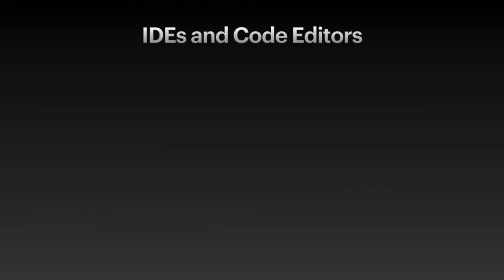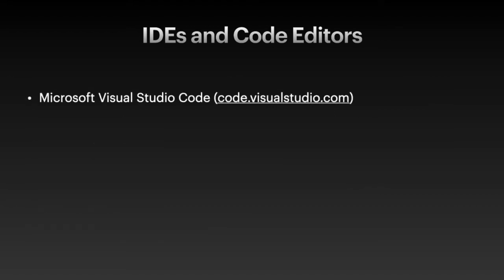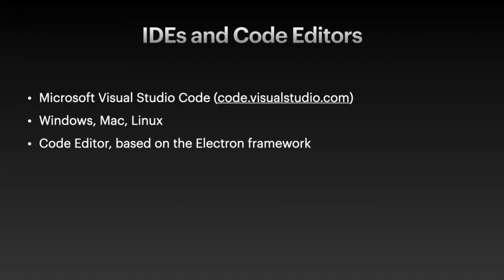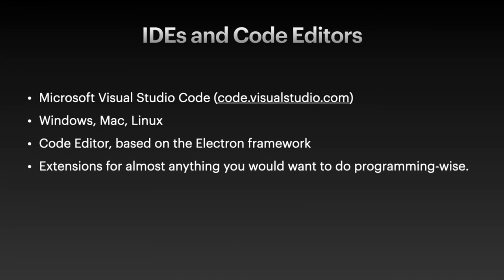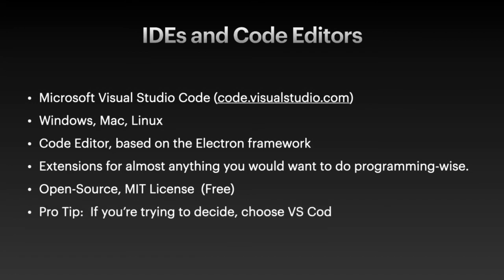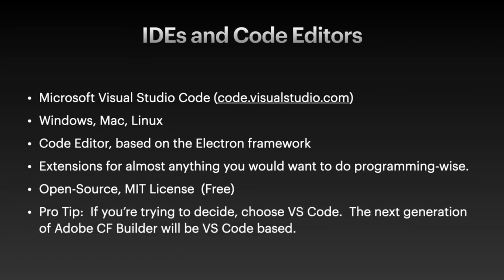Next up is Microsoft Visual Studio Code. It is available for Windows, Mac, and Linux. It's a code editor based on the Electron framework. Visual Studio Code has extensions for almost anything you would want to do programming-wise. It's open source on the MIT license, which means it's free. And here's a pro tip. If you're trying to decide, choose VS Code. The next generation of Adobe ColdFusion Builder is going to be Visual Studio Code based.